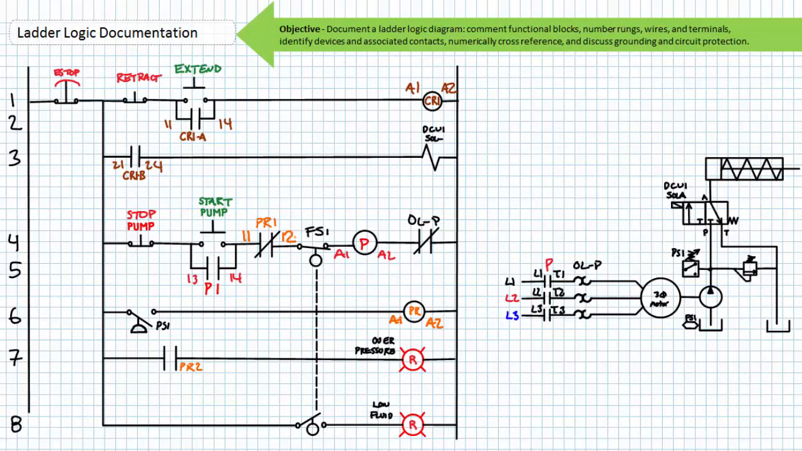The leftmost terminal is the common, so its terminal number is 1, 1. The rightmost terminal is the normally closed side, so its terminal number is 1, 2. Since PR2 is the second switch associated with control relay PR, the first digit is 2 for both sides. The leftmost terminal is the common, so its terminal number is 2, 1. The rightmost terminal is the normally open side, so its terminal number is 2, 4.